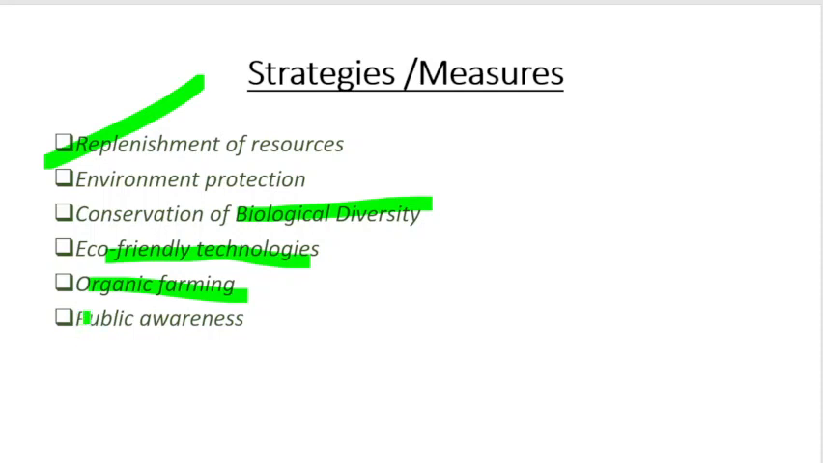And lastly, it is public awareness. If we become aware, if the public becomes aware, right, regarding the protection of their environment, if we become aware about the importance of our natural resources, then definitely we will try our best to use the resources in an alternative way, or we will plan accordingly so that the future generations, the coming generations, may also have the opportunity to use these resources for their development purposes.